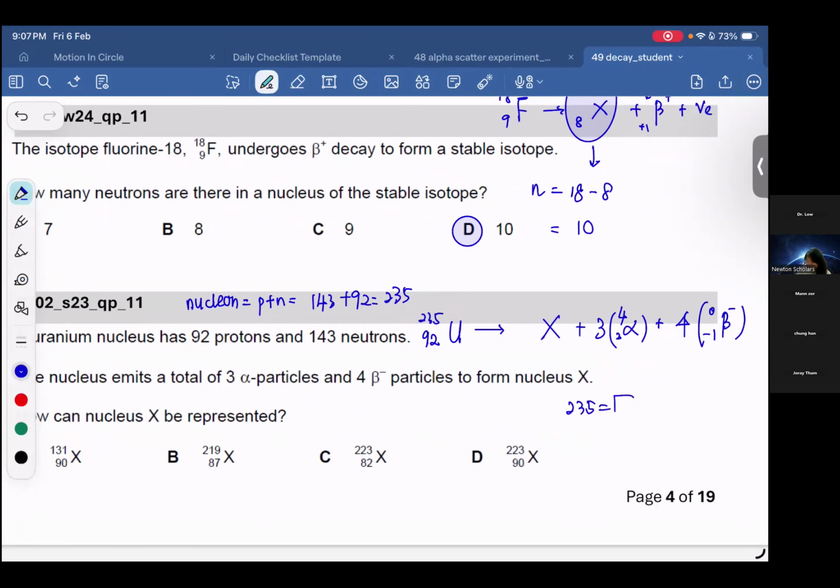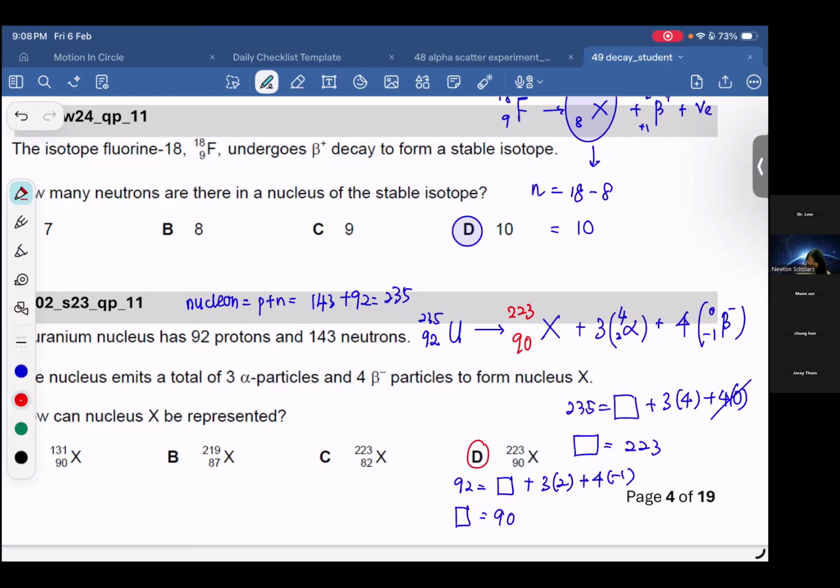So here, 235 equals unknown plus 3 times 4, plus 4 times 0. 4 times 0 is 0, no need. So at the end, what is your value here? The value here should be 223. So this one is 223. Just balance only. Then for the bottom part, 92 equals unknown plus 3 times 2, then plus 4 times minus 1. So your unknown for the bottom part, you should be able to get 90. So this part is 90. So your answer should be D.